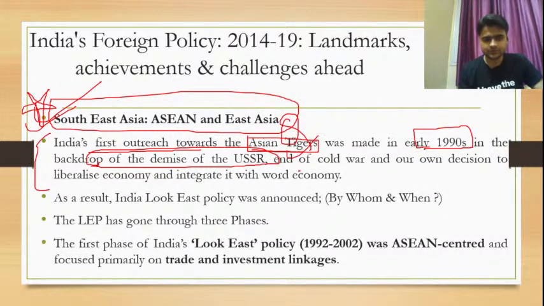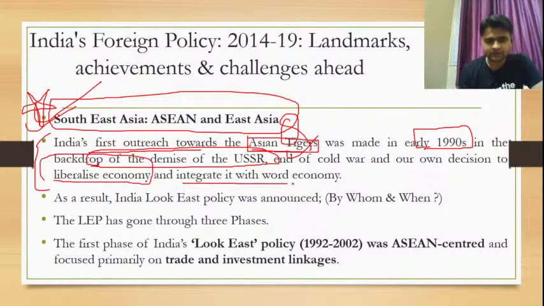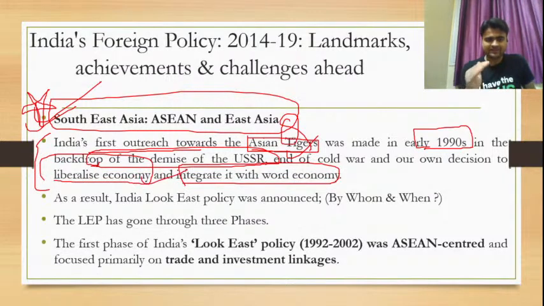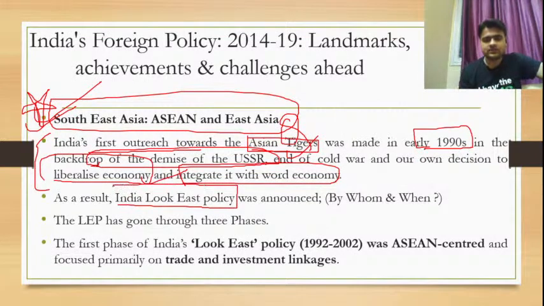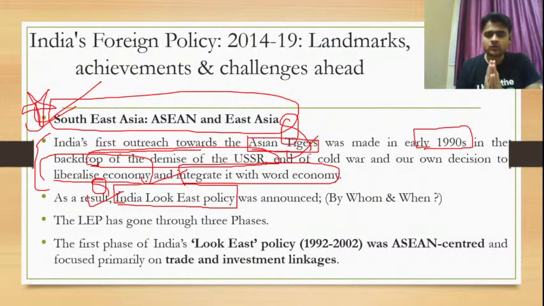Fine. So then why? So that we will be able to liberalize our economy and integrate it with the world economy. Fine. Because of this, we tried to initiate an outreach program to reach to the Asian tigers. Fine. Then as a result, we had India's Look East policy. Another question. Tell me who was the main person behind India's Look East policy, who is considered as the generator of Look East policy, and what was the year?